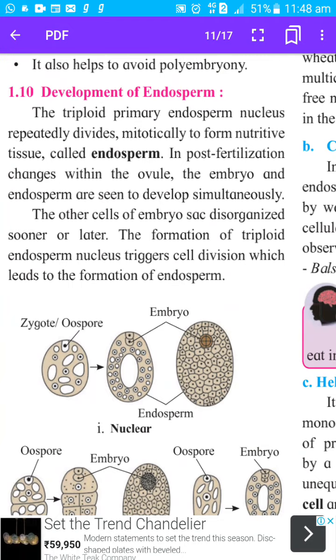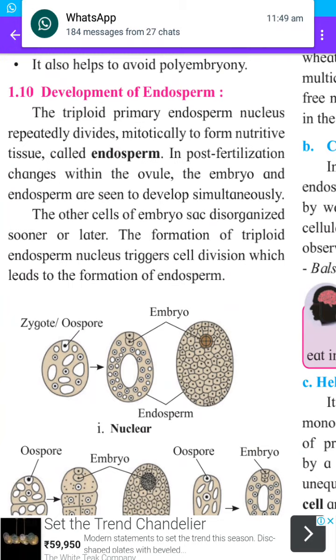And what is the function of endosperm? Endosperm will feed the germinating seed, or it will feed the germinating embryo which will develop later on into the new plant. The triploid primary endosperm nucleus repeatedly divides mitotically to form nutritive tissue called the endosperm. So by mitotic division, PEN will develop into endosperm, which is a nutritive or feeding tissue.